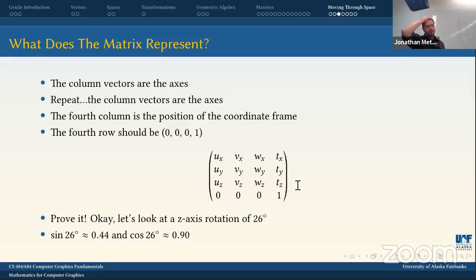One way of thinking about the matrix, then, is to treat each column as essentially the X, Y, and Z axis. So we might say the first column, the U axis, represents the X direction, the V axis, the second column, is the Y direction, and the third one is the Z direction. We'll just call it UVW. And then T is the position of the coordinate frame.